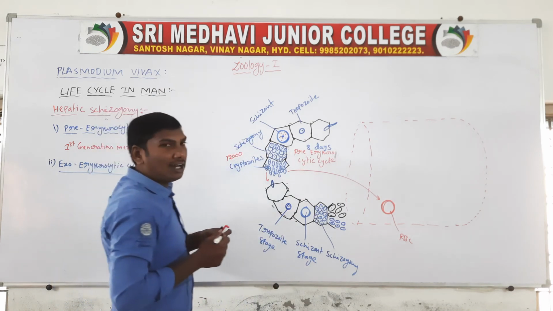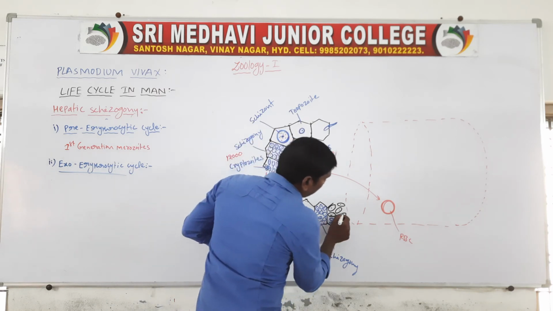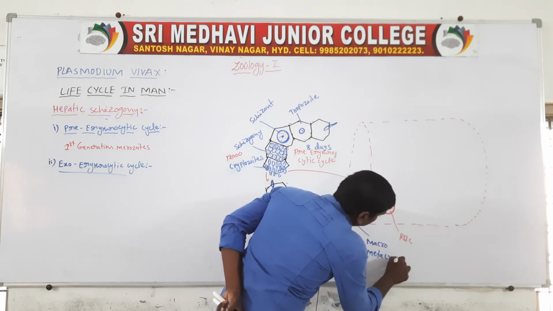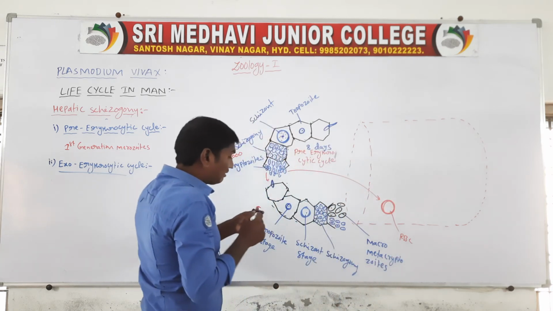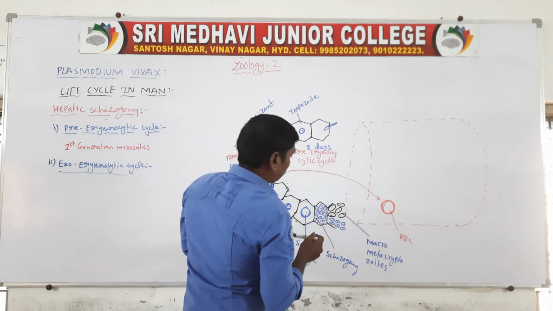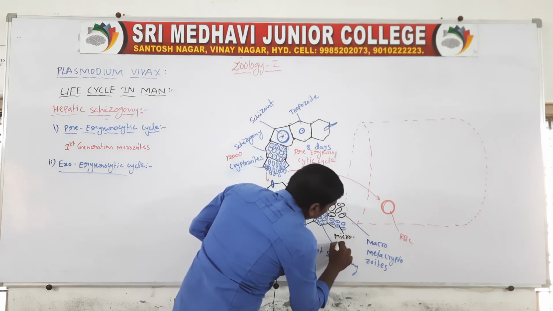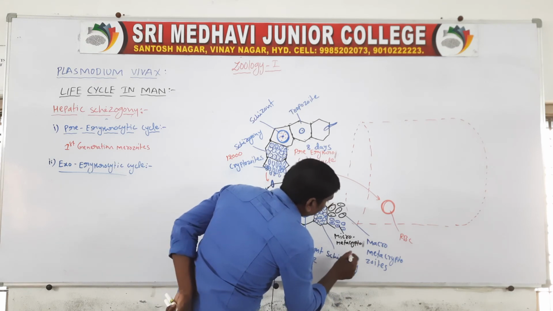The large size is called macro metacryptozoites. Next, the small size cryptozoites are called micro metacryptozoites.